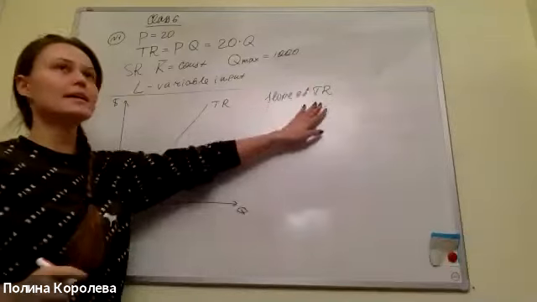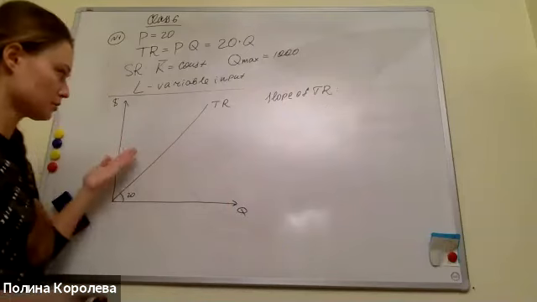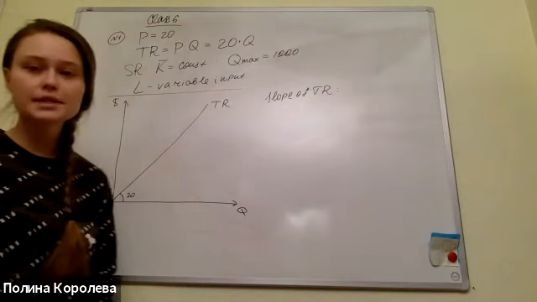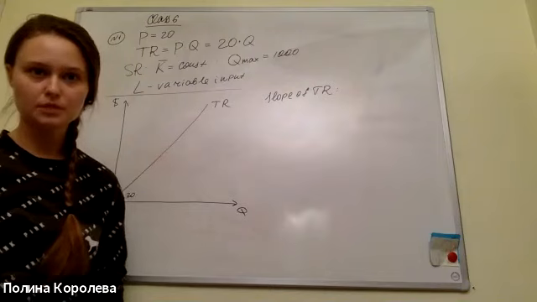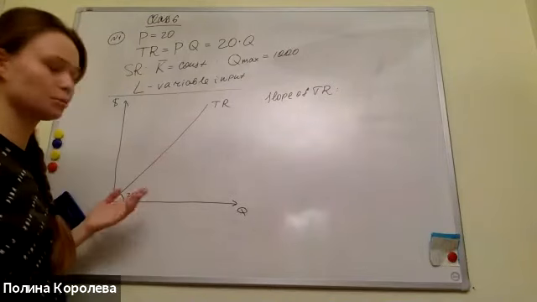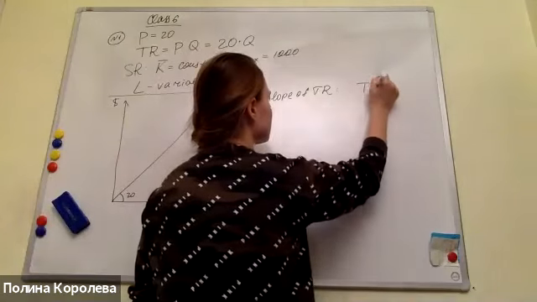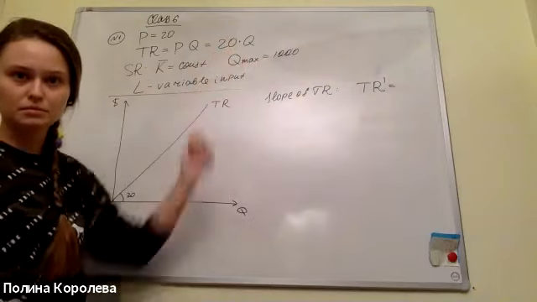It's the slope of the tangent line to the curve. But here we have a linear function. We should take the derivative. The derivative shows us the slope. It's the slope of the tangent line to the curve. So take the derivative. It equals 20.